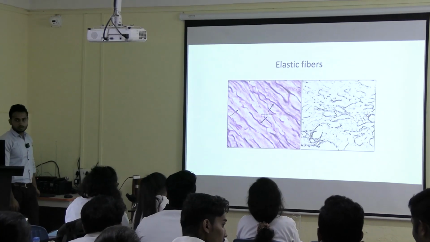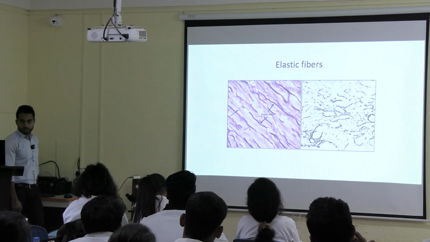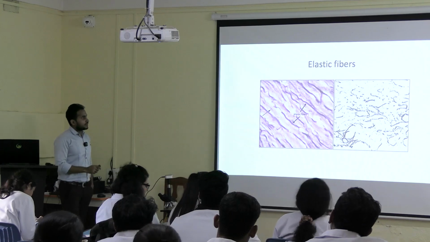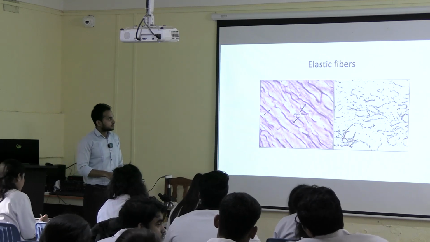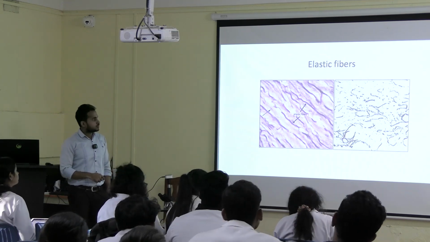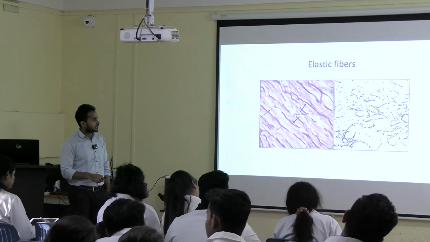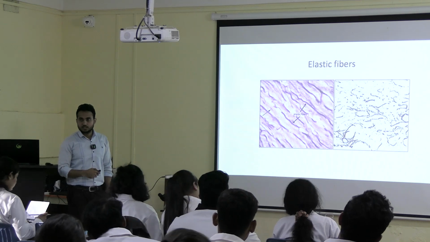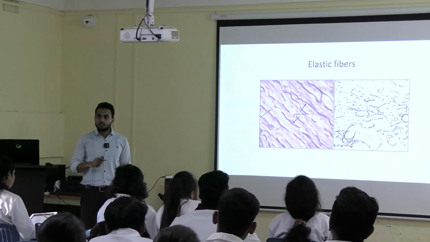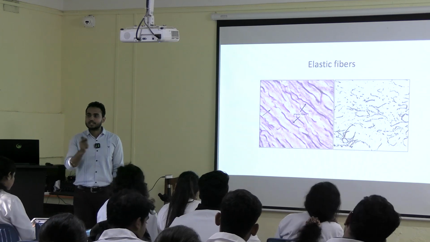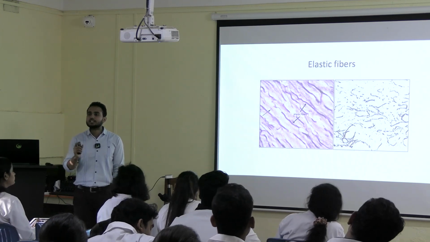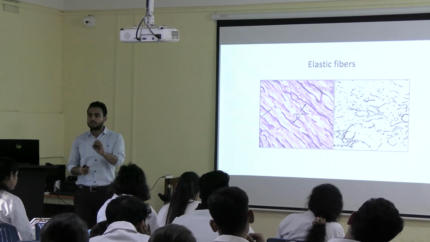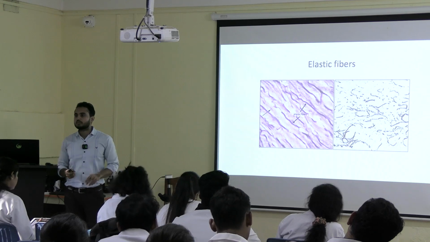After collagen, the next fiber is the elastic fibers. Can you see the elastic fibers? Two different diagrams are shown over here to make you understand about the elastic fibers. If you see the arrangement of the elastic fiber and the arrangement of the collagen fiber, it's very easy to differentiate. Why? Because collagen fibers are present in bundles. Elastic fibers are not present in bundles.